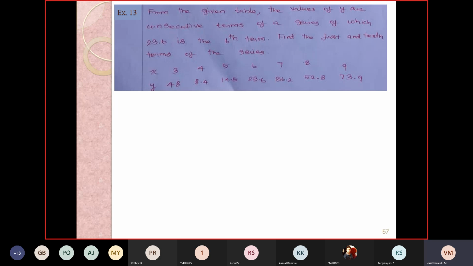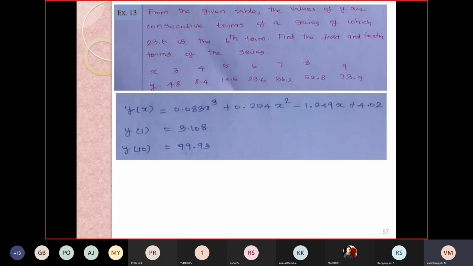As we calculated in the past problem, with the same procedure we need to get the polynomial equation, then we need to apply 1 and 10 over the polynomial to get the respective y value. And this is for cross-checking the results. This is for your practice, and you'll get the polynomial as 0.083x³ plus 0.254x² minus 1.249x plus 4.02. When x is equal to 1, your y becomes 3.108. When your x is equal to 10, you'll get y is equal to 99.93.